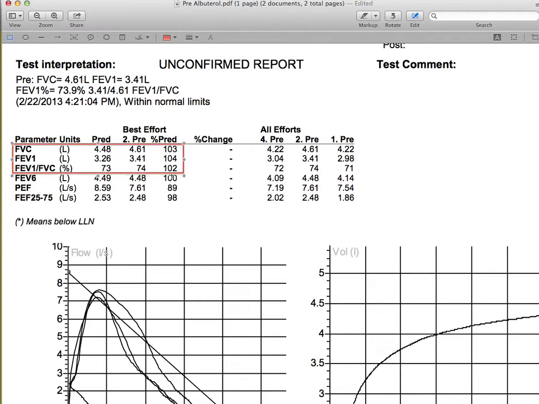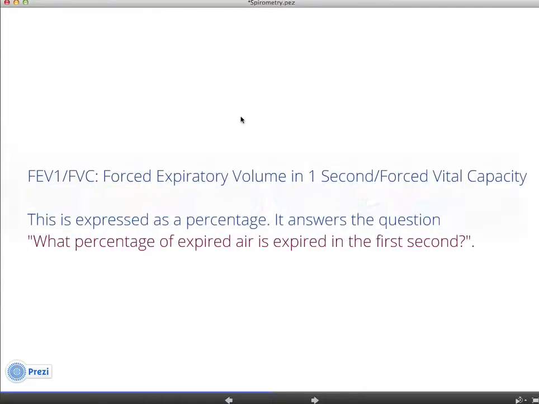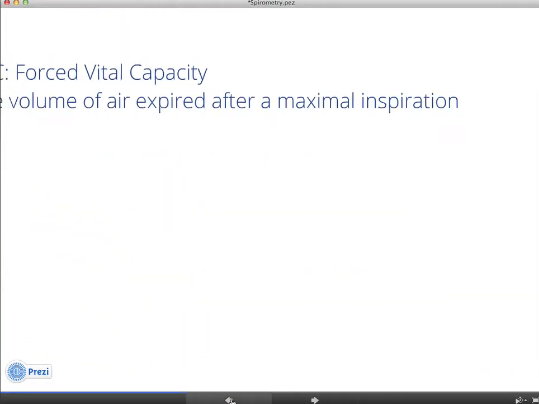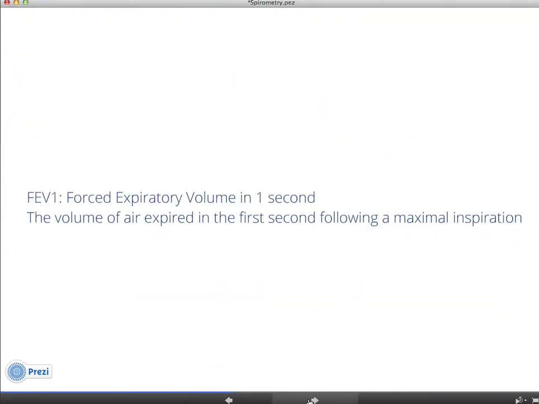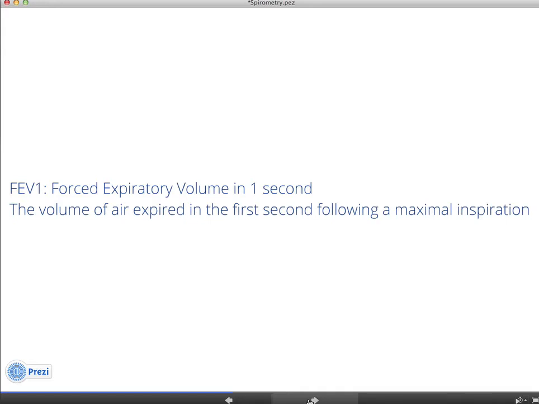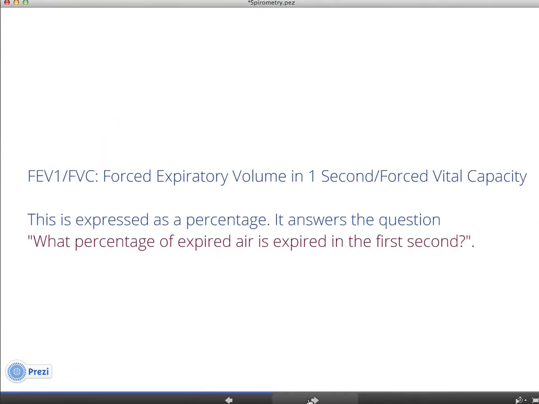There are 6 in all, but it's the FVC, the FEV1, and the FEV1 over FVC that I think are the most important for us to focus on. Just by way of review, the FVC is the volume of air that you expire after a maximal inspiration, and it's measured in liters. Forced expiratory volume in 1 second is also measured in liters, and it's the volume expired in the first second after a maximal inspiration. The FEV1 divided by the FVC is basically the percentage of expired air that comes out in the first second.